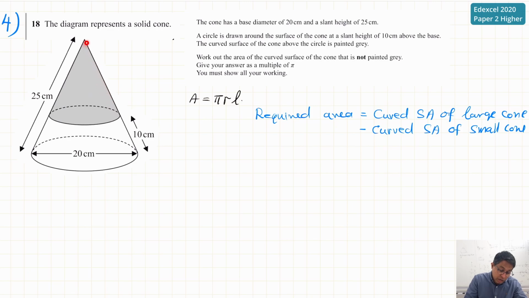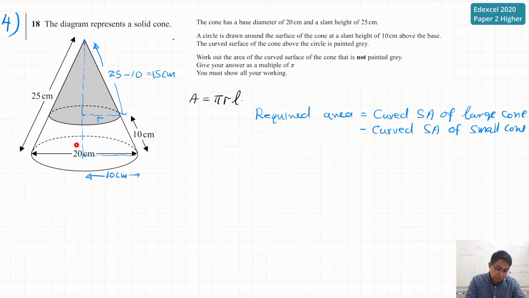Take this small cone. To work out curved surface area, we need to know the radius of this curve and the slant side length, that you can find if you take away 10 from 25. This length is 15 centimeters. We don't know that radius. I'm going to take that as R. Let's see how we can find that R. I'm going to draw this line. It's the perpendicular height of this cone, and here this radius is 10 centimeters. How can we find this radius R?